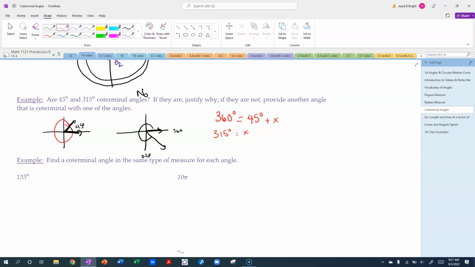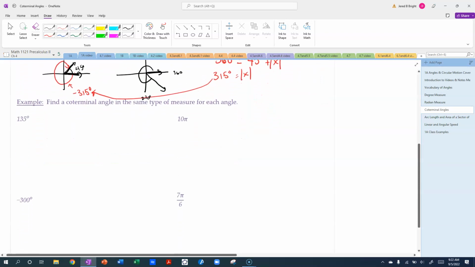But I just said that those are not coterminal angles. Remember, direction is important. This one went clockwise, and when I talk about clockwise angles, that's a negative angle. So 315 is the absolute value of x, and then you have to introduce the sign that makes sense with the direction. So that's one way that you can find a coterminal angle.